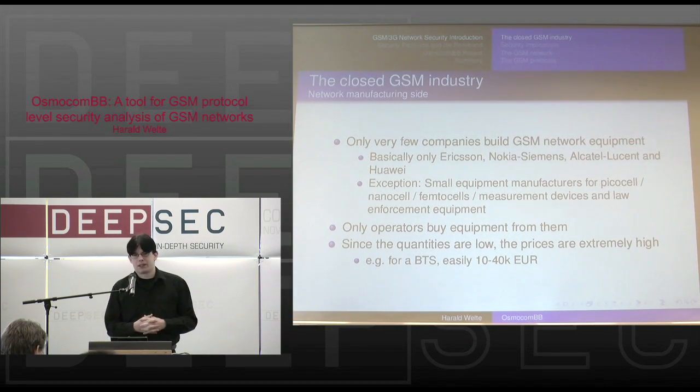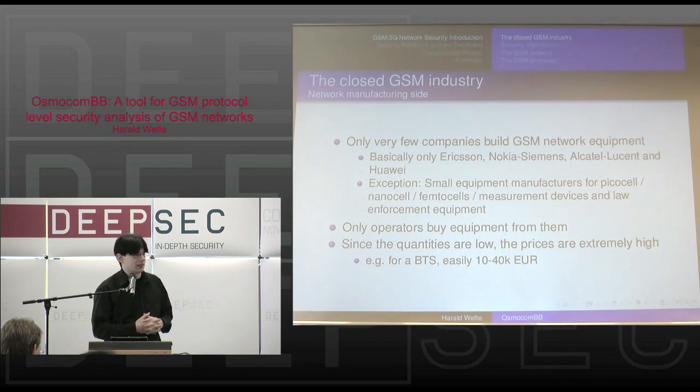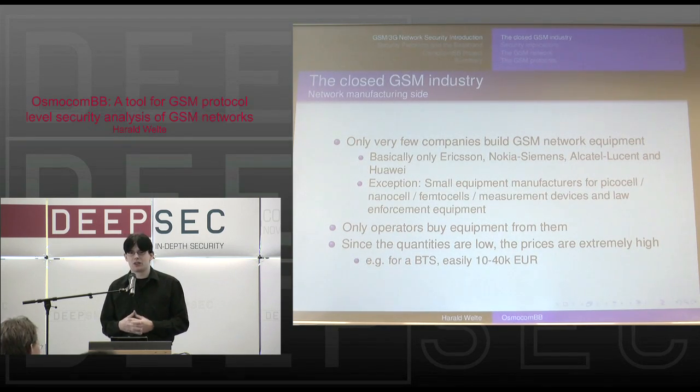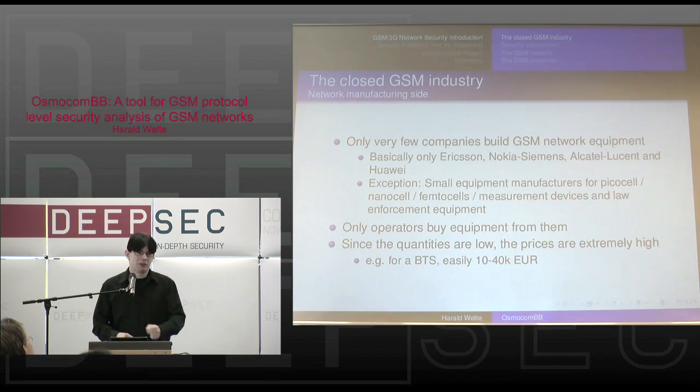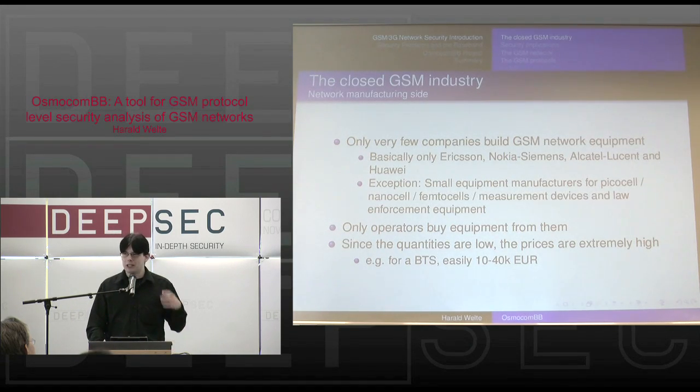And some operators buy equipment from them, but only operators are customers. So again, you cannot just go there and buy equipment. It's not like you call them up, say, oh, I want this BTS model, and they say, oh, okay, sure, we ship it next week, right? This is a long process, you have to set up a relationship, you have to sign all kinds of agreements, and so on, and then maybe if you're interesting enough, you can become a customer and you can actually buy equipment.